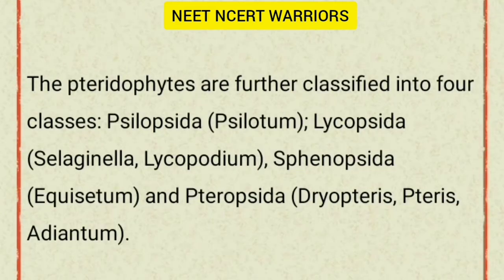The pteridophytes are further classified into four classes: Psilopsida, example Psilotum; Lycopsida, example Selaginella and Lycopodium; Sphenopsida, example Equisetum; and Pteropsida, example Dryopteris, Pteris and Adiantum.